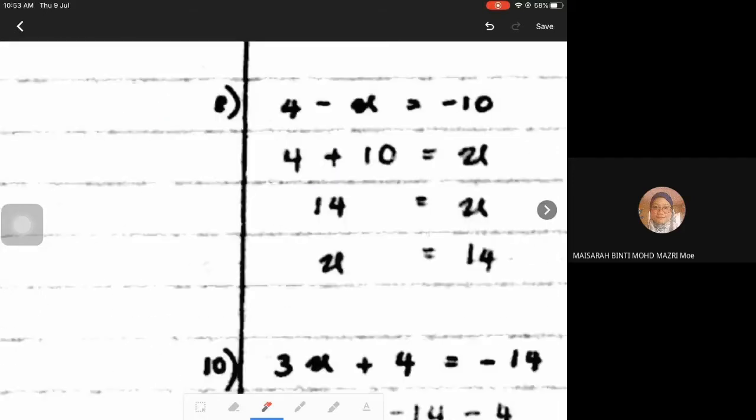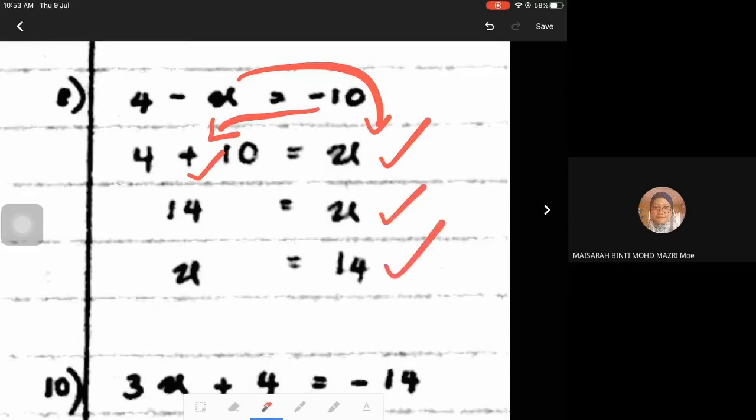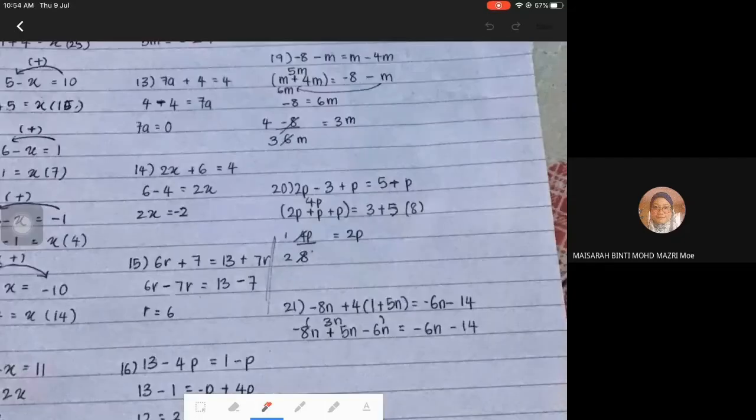Number 8. Number 8, 4 minus x equals to negative 10. Okay, sama juga. Dia bawa ke sini. And then x dia bawa ke sini. Jadi positive x jadi plus 10. Okay, betul. Easy ya. This part is easy. And now is number 9.